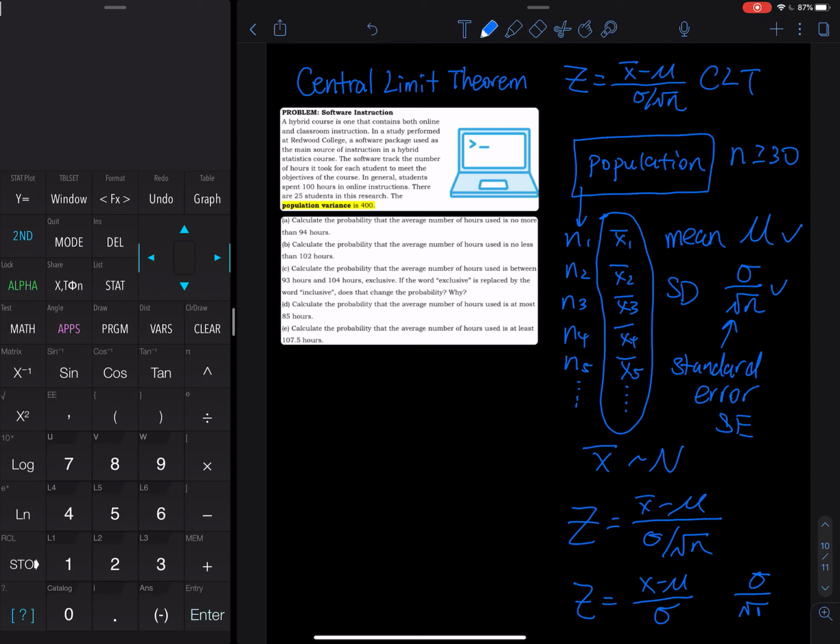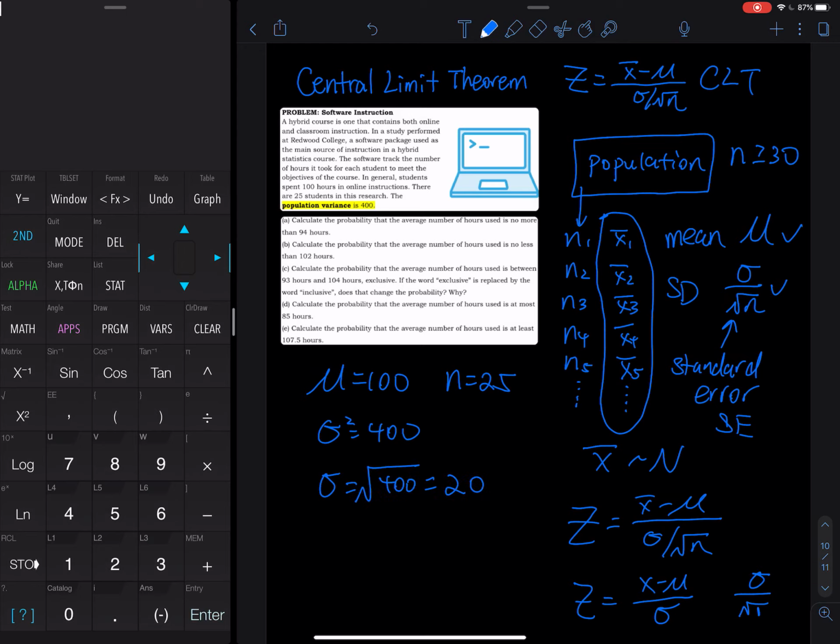And then they use software to find out how many hours students spend online. So the average they found is mu equals 100 hours. So on average, people spend 100 hours online, and this is a sample size of 25 students. And then do you see the highlight in yellow? The population variance is sigma squared equals 400. So this one, I use sigma in my formula, right? So to find my sigma, you take the square root of that, you get 20.